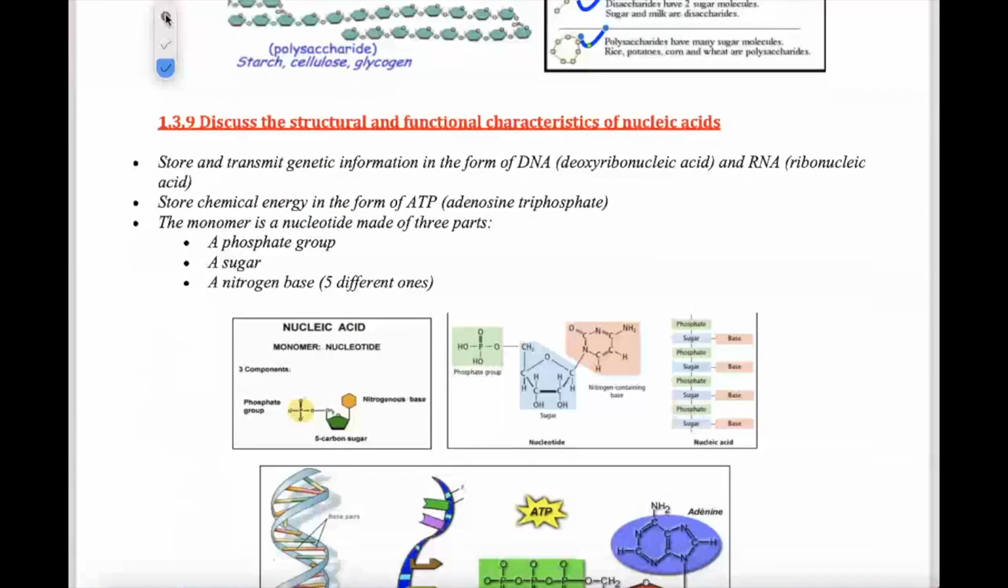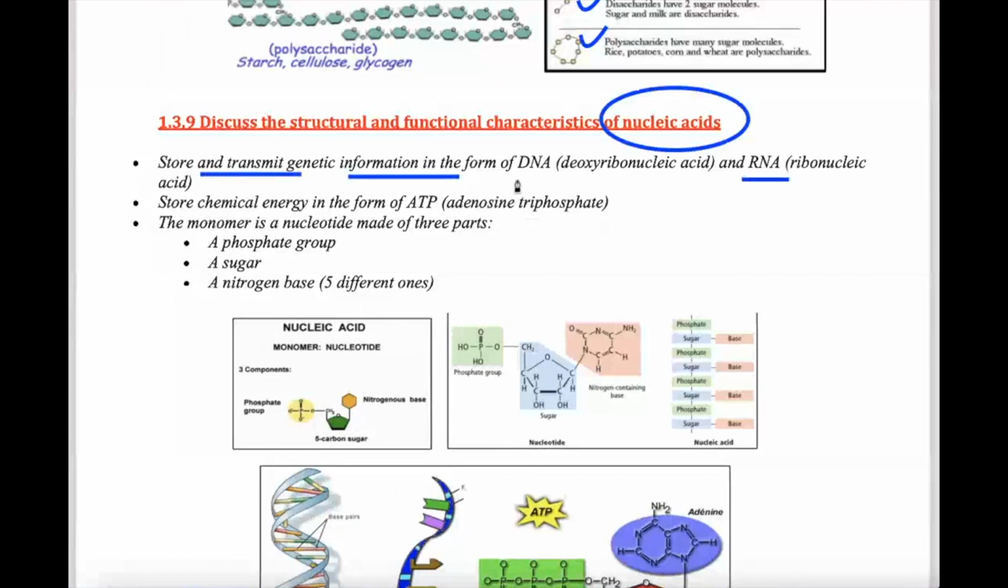We had discussed DNA, that is the nucleic acids. They store and transmit the genetic information, DNA and RNA. DNA stands for deoxyribonucleic acid, RNA stands for ribonucleic acid. They store and transmit the genetic information.